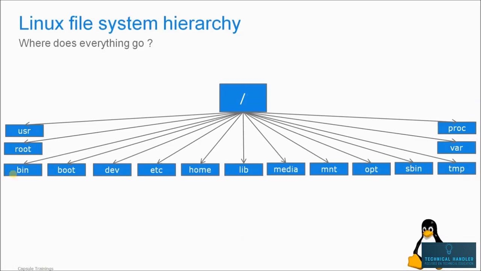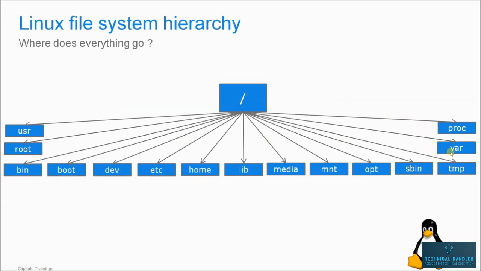And we have the root directory. Now the root directory is not the same as the slash or / directory. This is actually the home directory for the root user, for the super user. The /usr directory is mostly used in multi-user systems to have the user utilities and applications that are shared amongst the users.